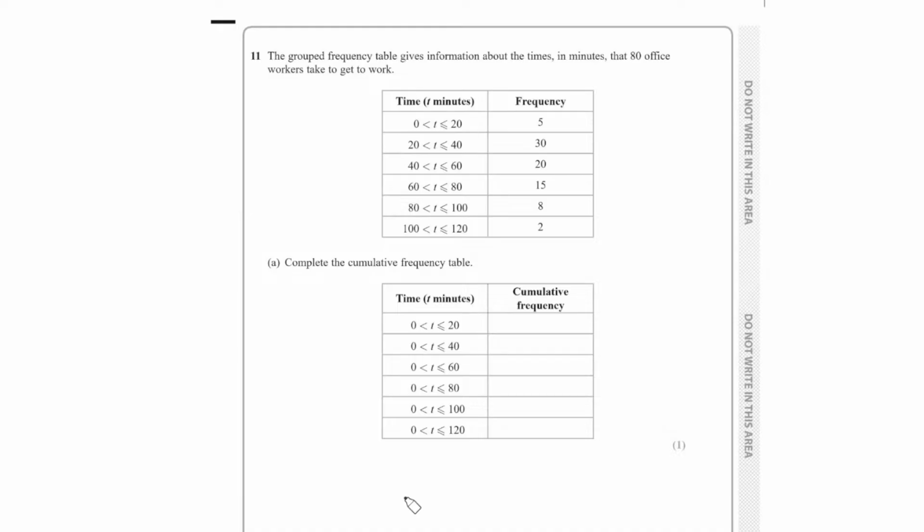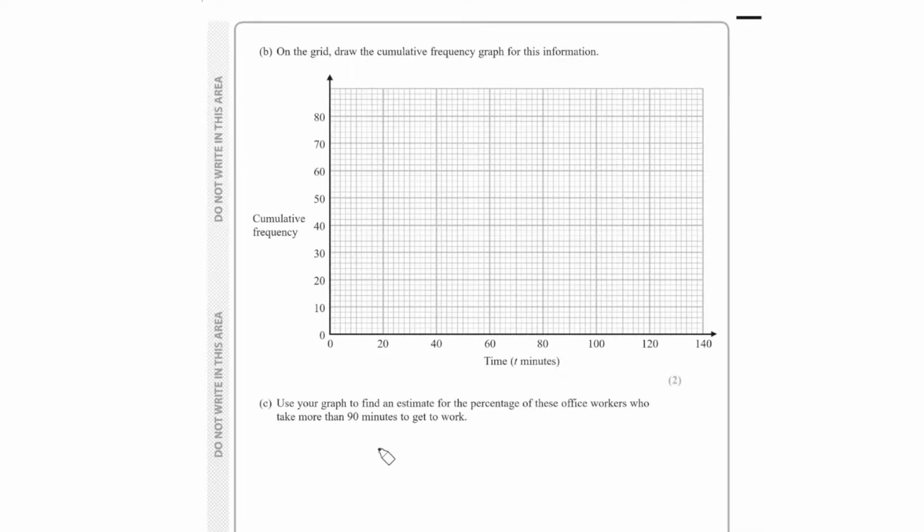So question 11, you haven't had cumulative frequency yet. I feel like this comes up most years, but maybe they'll surprise us this year. So the grouped frequency table gives information about the times in minutes that 80 office workers take to get to work. So you've got this table here, complete the cumulative frequency table, you just add them up. So 5 is still the same as the first one, then 35, then 55. That's why it's only 1 mark, right? Because it's quite easy. That's 70, 78, and obviously the total. So this one should equal the total in the question. So that's pretty straightforward. Yeah, let's go on to the next bit.